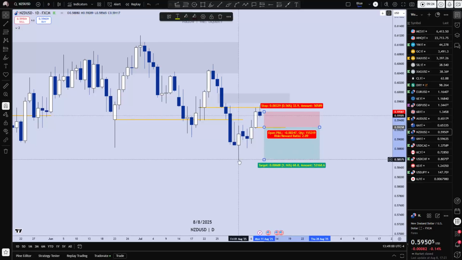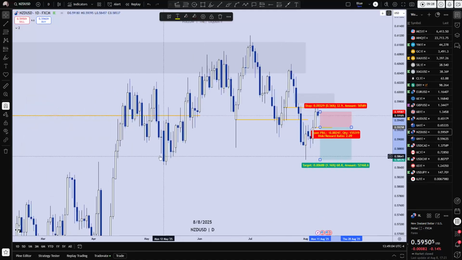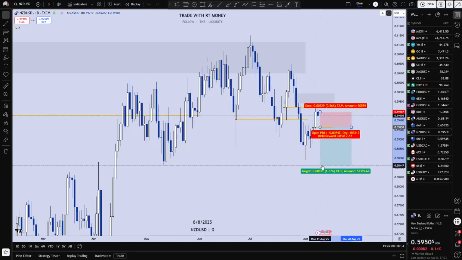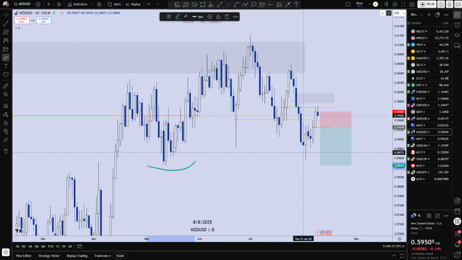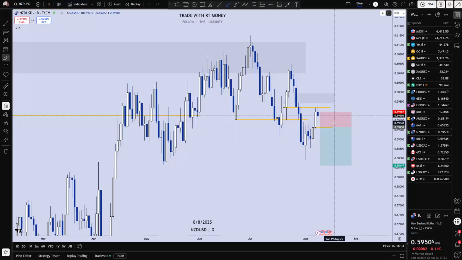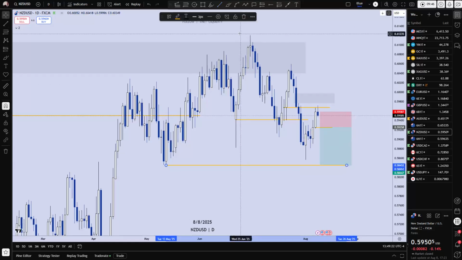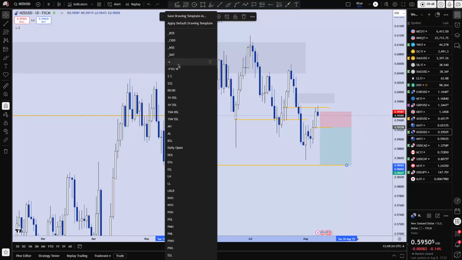I'm definitely going to target that low, and that will give us 2R, a little bit more than. But this low seems like it makes the most sense because we have relative equal lows here, and here. So I'm looking for something like this here. Come on, man. What are you doing over here? All right. So, boom.